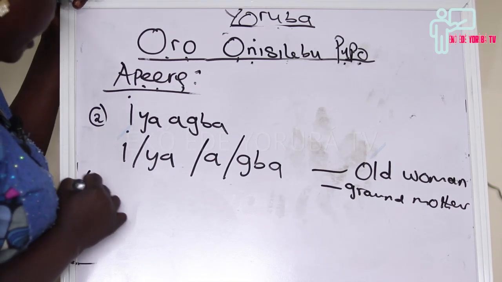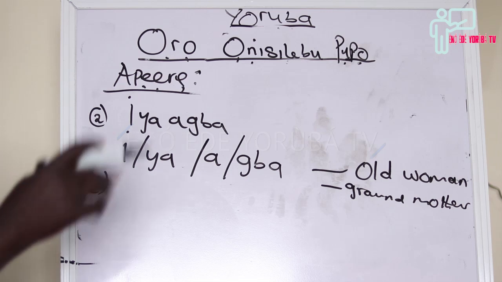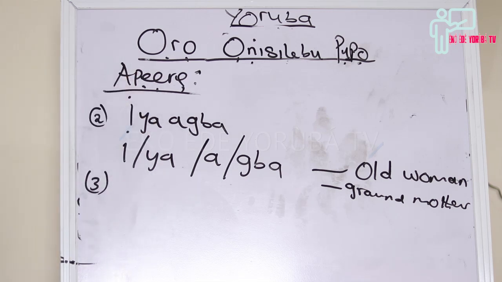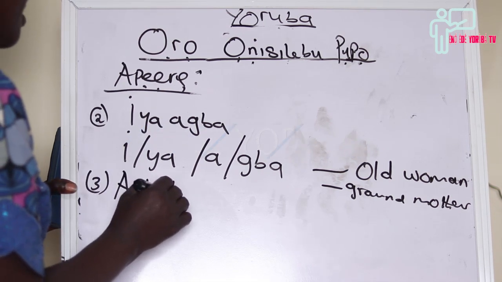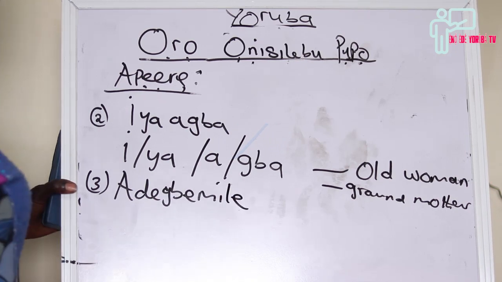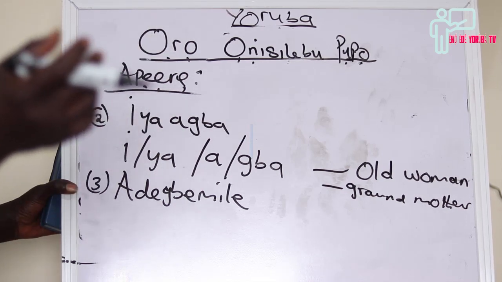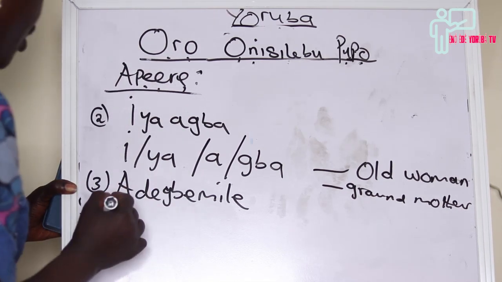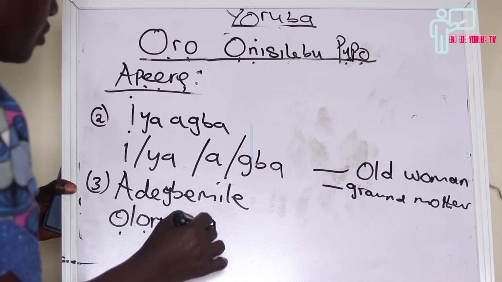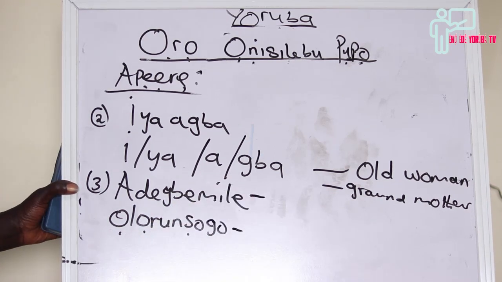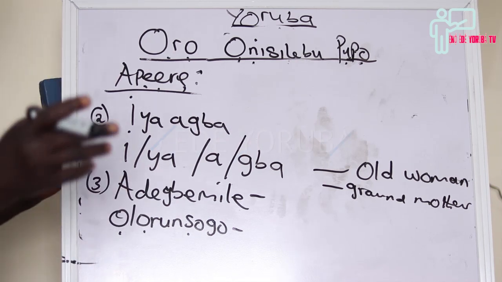I have another example. The more you are calling it, for example, a name, Adegbemile. I want the one that is longer than that. Adegbemile. Ọlọ́run ṣògo. Now, we want to divide it. Adegbemile is a name of a person. Adegbemile.